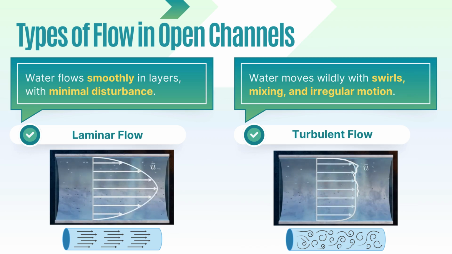Turbulent flow is what we see most often in real life. Water swirls, forms eddies, and mixes as it moves, like a river during rainy season or water rushing over boulders. While turbulent, this flow enhances oxygen mixing in water, which supports aquatic ecosystems and helps distribute sediments naturally in rivers.